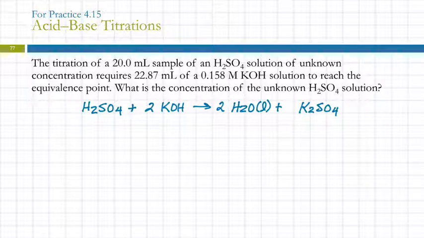Now I'm going to take my numbers and write them under so I can organize them. So I've got 20.0 milliliters of the H2SO4. I've got 22.87 milliliters of the KOH, and they told me what the molarity was.